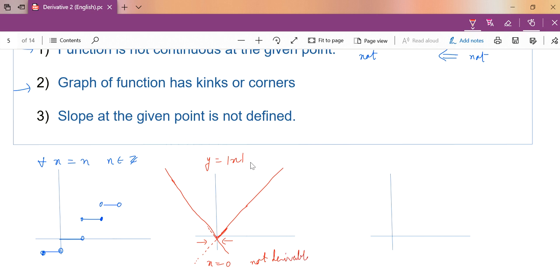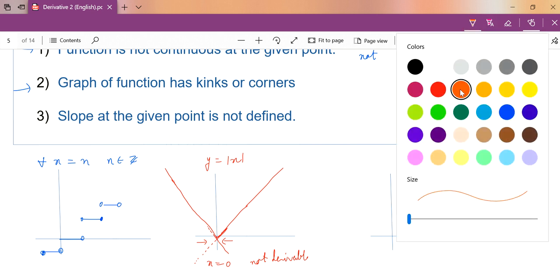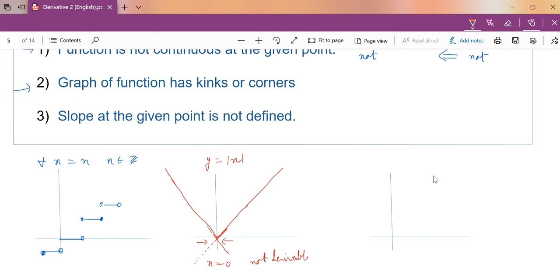And the beauty of this modulus function is that whichever function you put a modulus on, it becomes non-derivable at the points where it changes sign. For instance, let's say e to the power modulus of x. Otherwise the exponential function is a very smooth function, not a problem. But once I put a modulus, what happens? So let's draw the complete exponential function first.